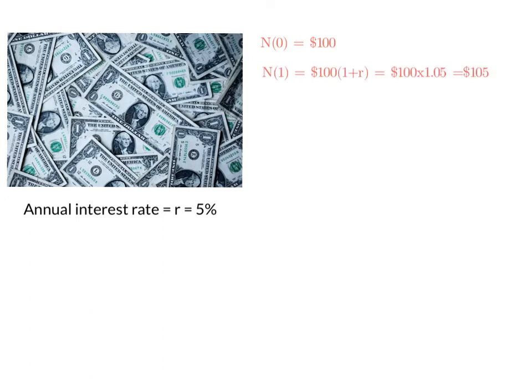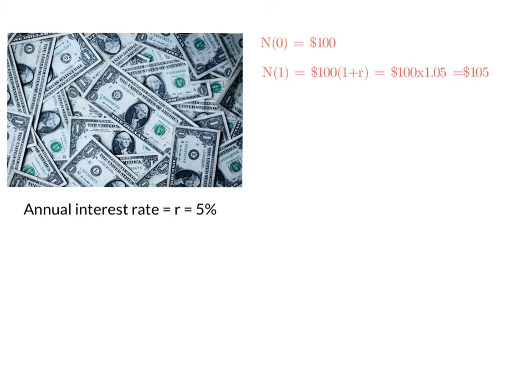Let's consider another example of exponential growth, this time applying to compound interest rates. Suppose you start off with $100 to invest, and let's say that your investment pays an annual interest rate of 5%, and we'll use this little R here for the interest rate. After 1 year, you've got your principal of $100, but you've also received interest of 5% on that $100, or $5. So in total, you've got 100 times 1.05, or $105 at the end of the first year.